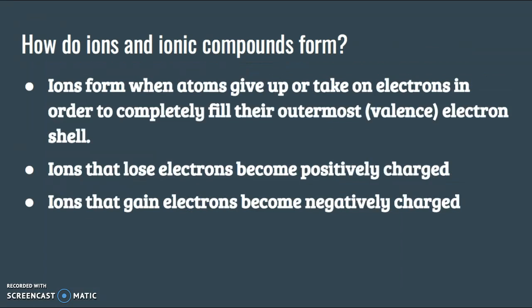So how do these ions form? If they're so ideal, how do they form? They form when an atom gives up or takes an electron to fill that shell. All right, so this is a quick review. Ions that lose electrons become positively charged, and ions that gain electrons will become negatively charged.